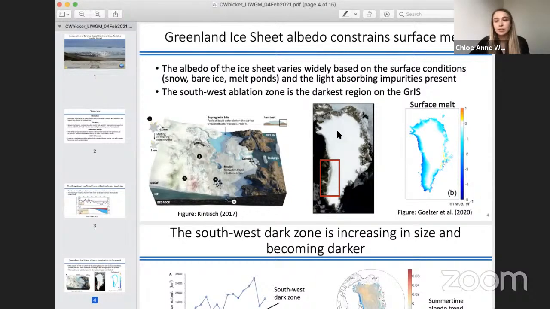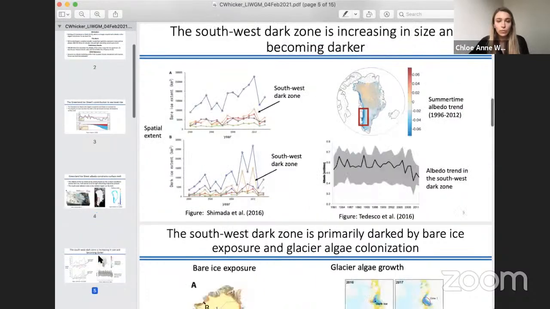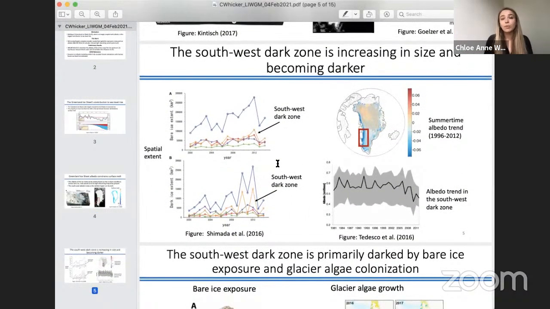So the southwest ablation zone is the darkest region of the Greenland ice sheet and has also been shown to contribute significant surface melt, as you can see here. The southwest dark zone is not only increasing in size and spatial extent, as we see here in bare ice extent and dark ice extent in orange, but it's also decreasing in albedo. Here we have the summertime albedo trend over the last couple of decades, and then a time series of that trend. So we see a declining albedo in that dark zone.